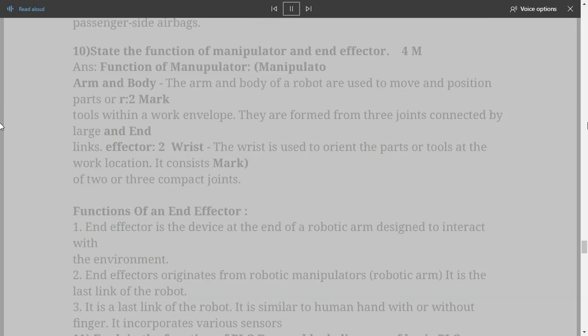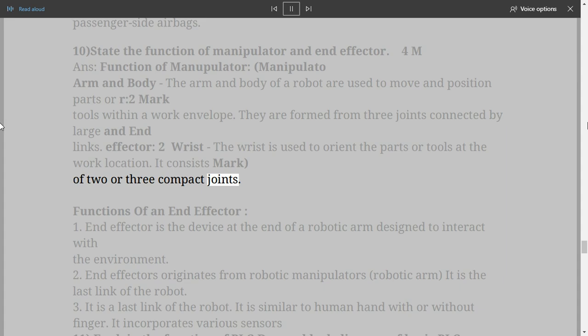10. State the function of manipulator and end effector. Function of manipulator: manipulator arm and body. The arm and body of a robot are used to move and position parts, or tools within a work envelope. They are formed from three joints connected by large links. Wrist: the wrist is used to orient the parts or tools at the work location. It consists of 2 or 3 compact joints.